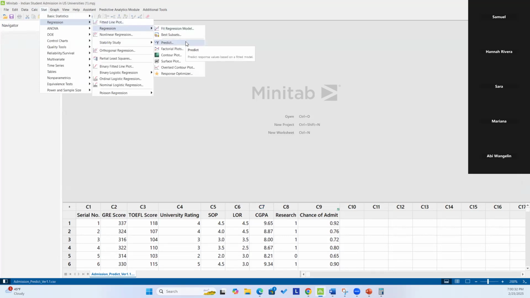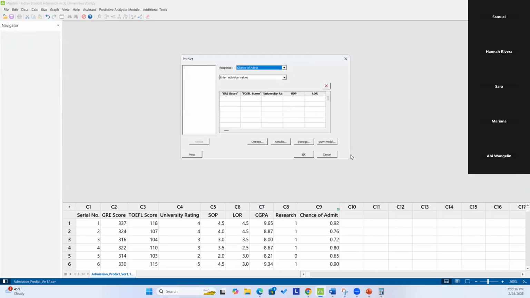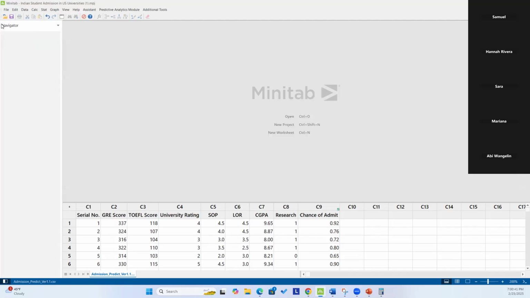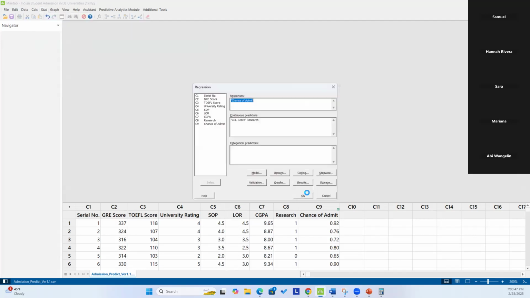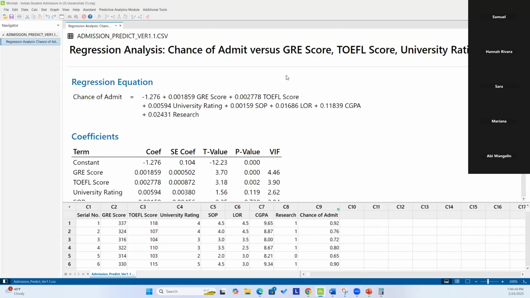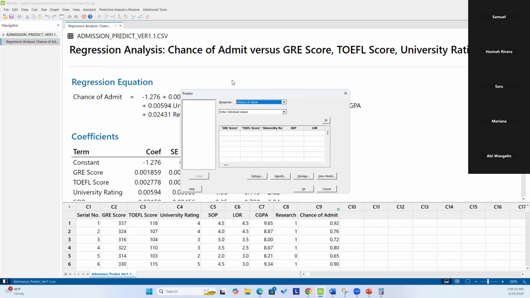Oh, because I already ran it previously, so it is there. But if you directly predict, it will not understand. So let me run the model first again. Regression, fit regression model, and okay, here we go. And now I go Stat, Regression, Predict.